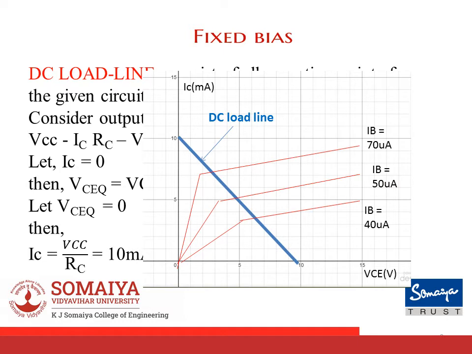As you can see, I plotted both the DC load line and my characteristics. The point of intersection gives me the Q point. As your IB varies, your characteristics change. So the characteristics also depend upon my input current, and they also depend upon my output voltage.